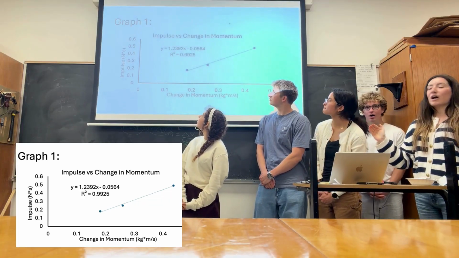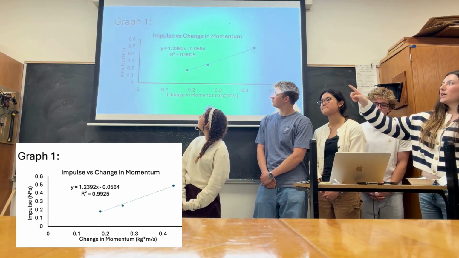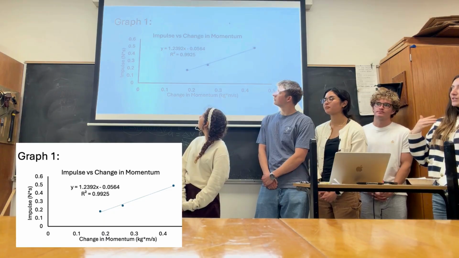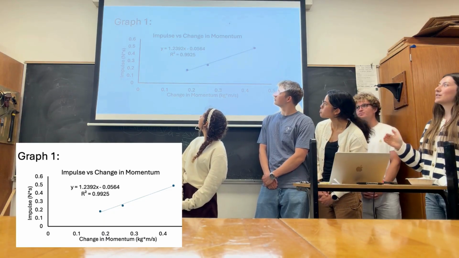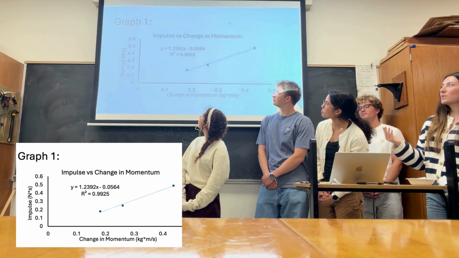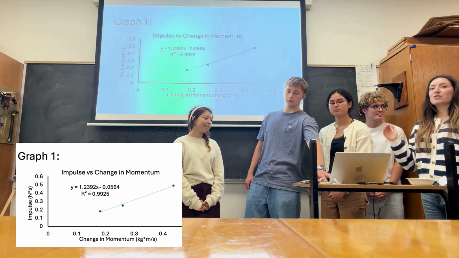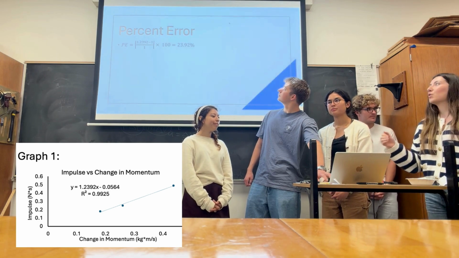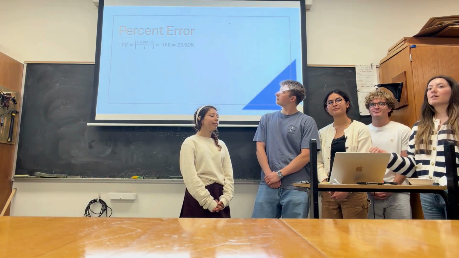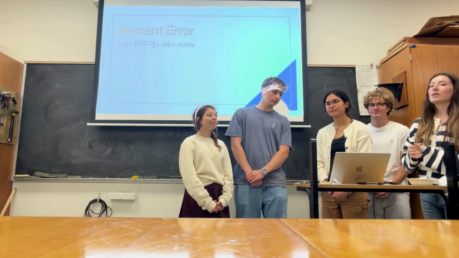we used linear graphical analysis, and the equation was y = 1.2932x - 0.0564, and we had an R-squared value of 0.9925. So that was really close to 1, which means there's a very strong linear correlation. And that gave us a percentage error of 23.92%.